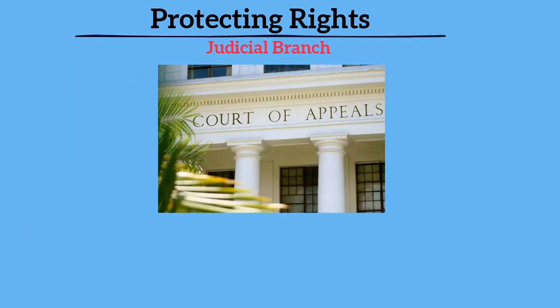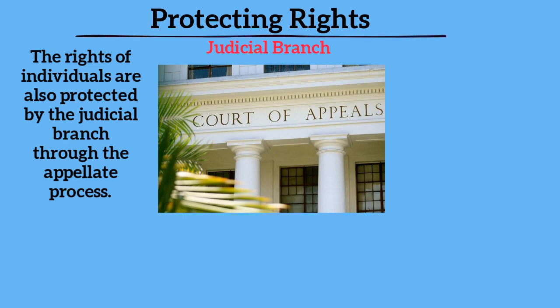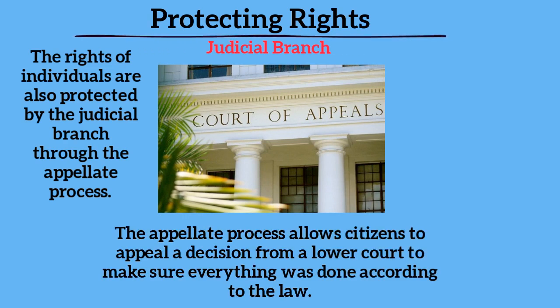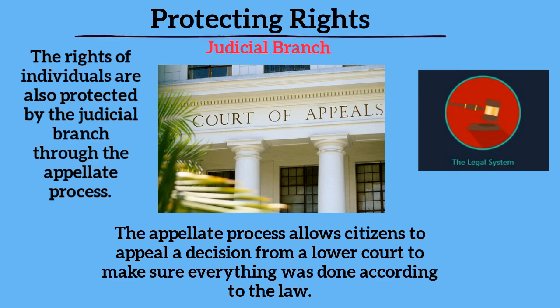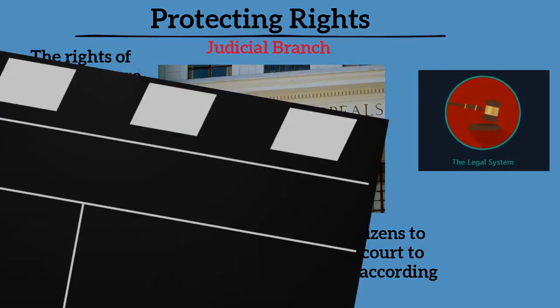Another way that the rights of the individual can be protected by the judicial branch is through the appellate process. The appellate process allows citizens to appeal a decision from a lower court to a higher court to make sure that everything in the trial was done according to the law. You can learn more about this in the legal system topic area on civics360.